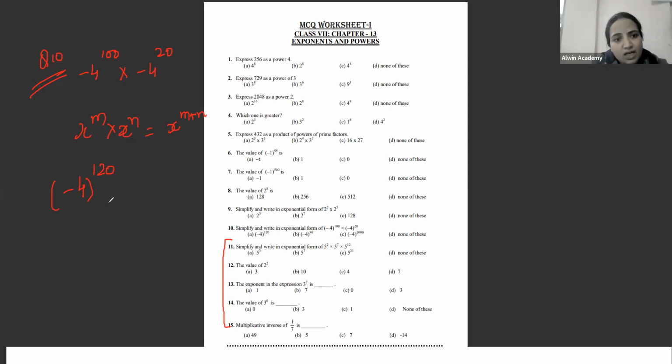You have to leave the answer like that only, need not even try to solve this because they have asked you to leave the answer in exponential format. So that is minus 4 to the power 100 plus 20. A part is the answer. Try for question number 11 to 15, make it a PDF and submit it to us for checking.